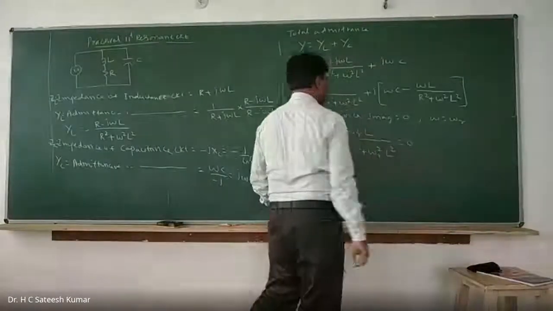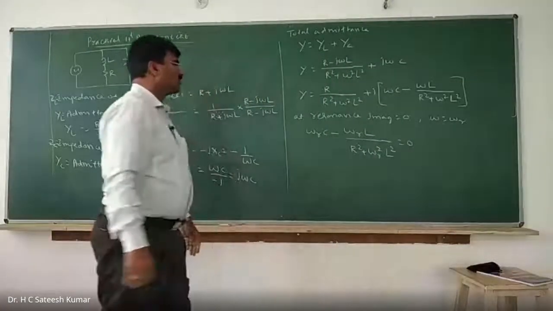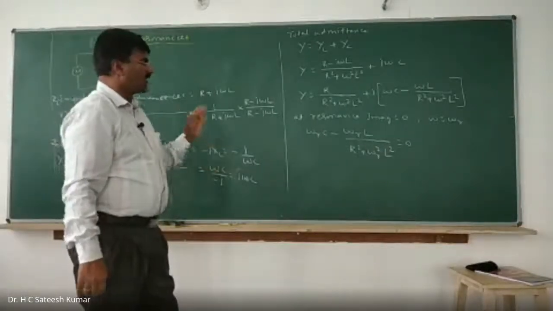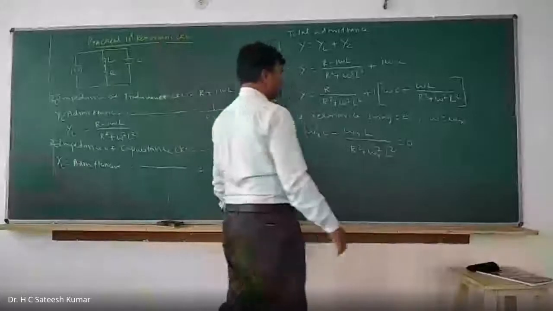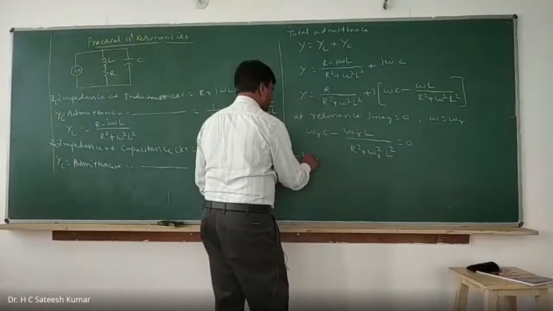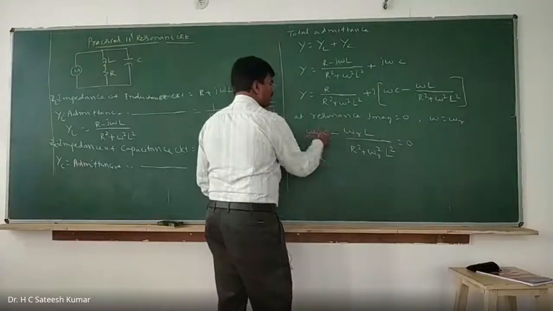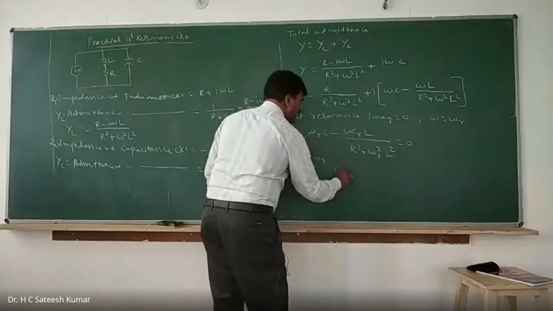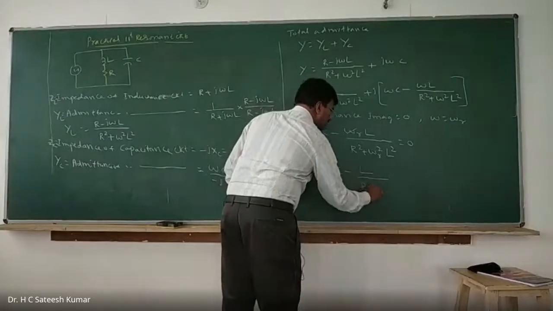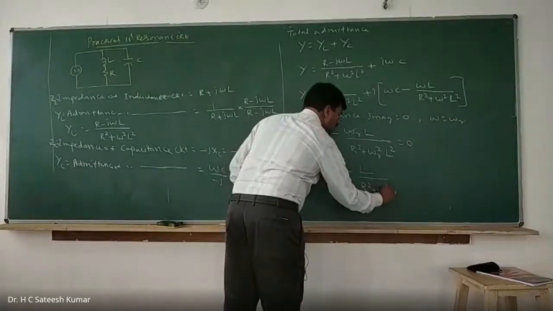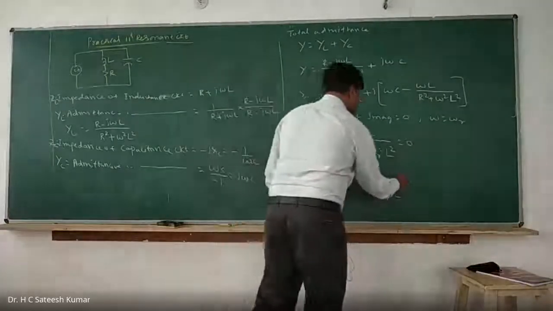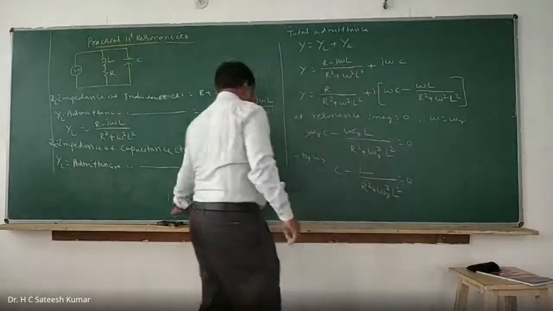Now take omega r common and divide throughout by omega r; this omega r gets cancelled. What will you get? C minus L divided by R squared plus omega r squared L squared is equal to 0.